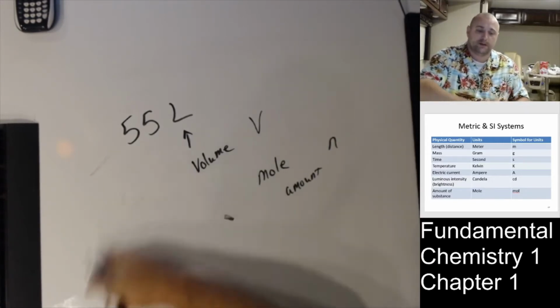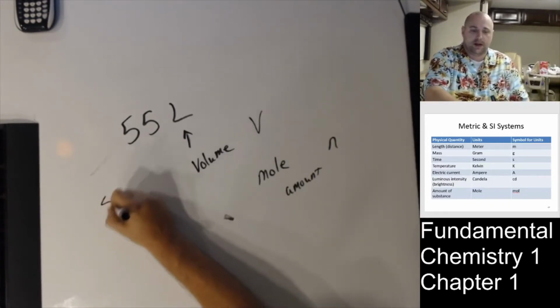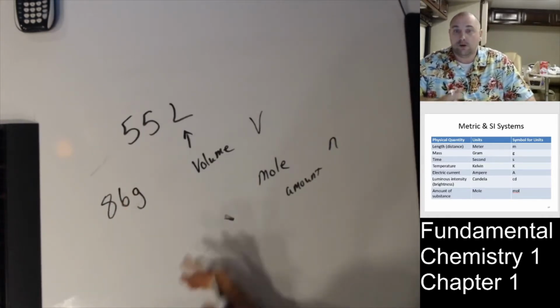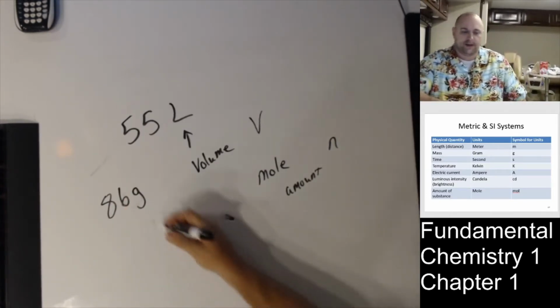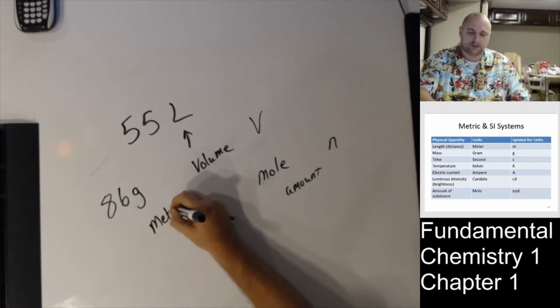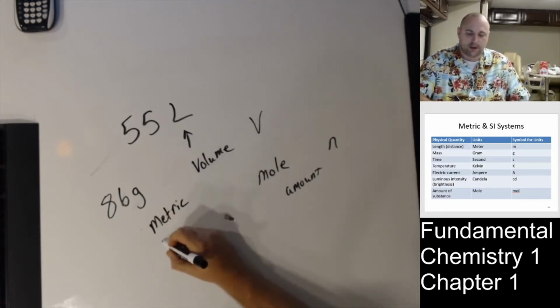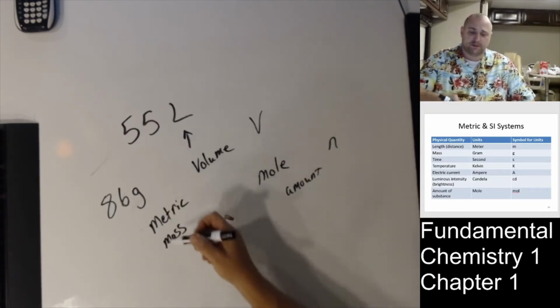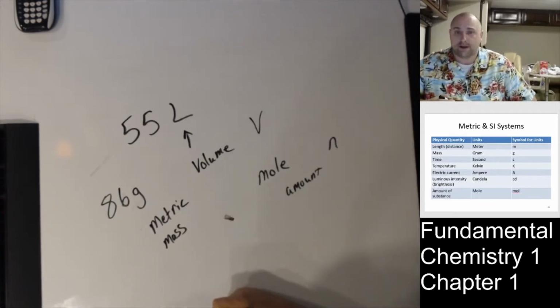So when we get to seeing something that is 86 grams, I need to know what kind of system is that? Is that metric? And is it talking about mass? Is it talking about time? What's it talking about? So this happens to be grams. It's metric for mass. All right.